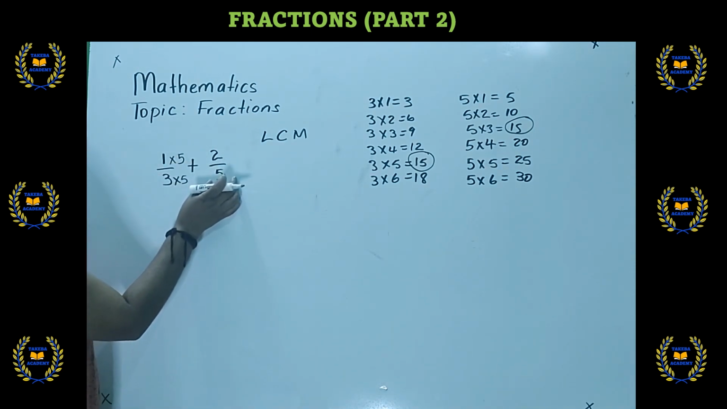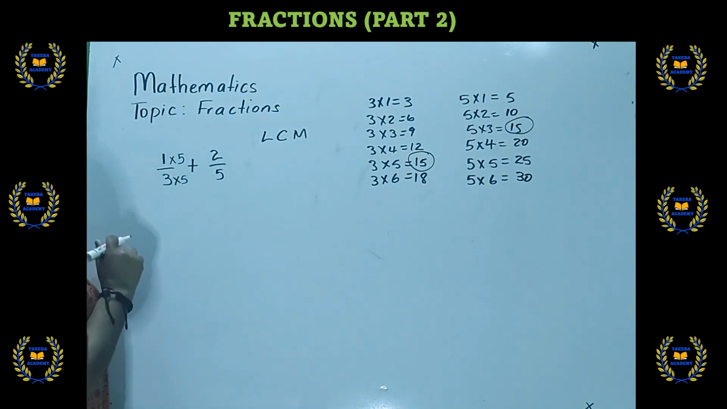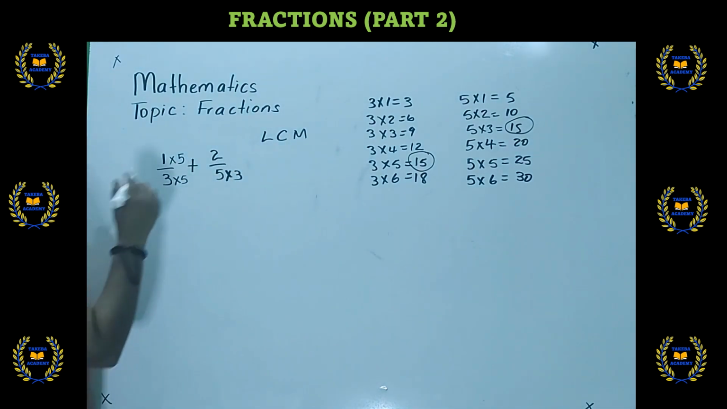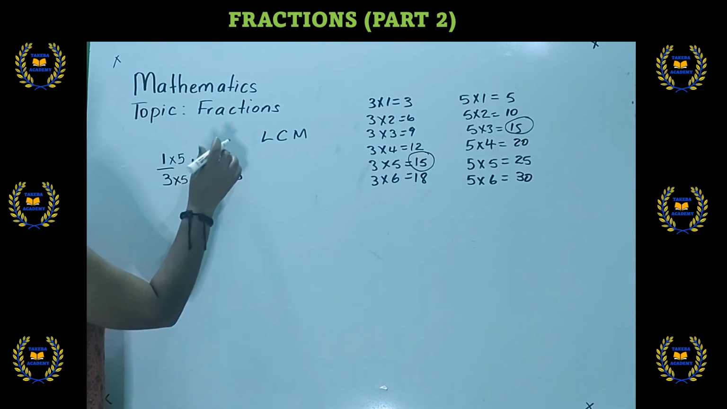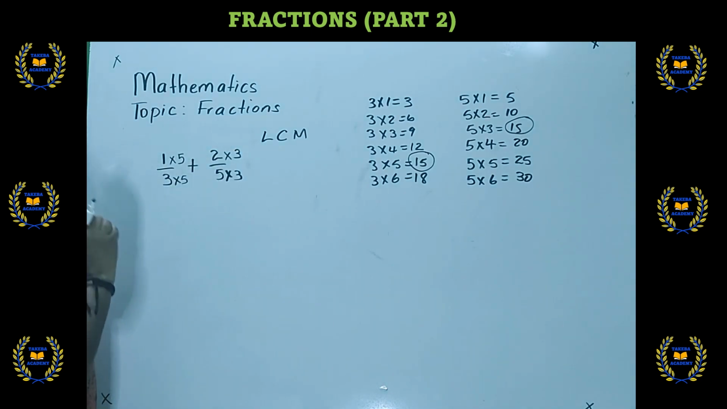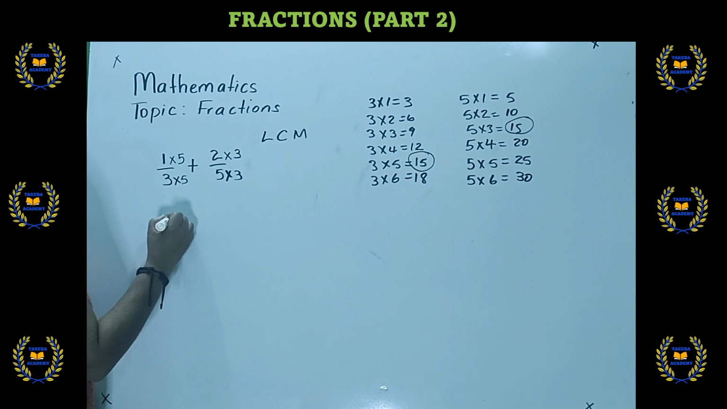Now I need to also change this fraction so that the denominator is 15. What do I multiply 5 by to get 15? The answer is 3. And anything I do to the denominator, I have to do to the numerator so that the fraction remains equivalent, having the same value as the original fraction. So let me now put my two new fractions on the board. 1 times 5 is 5.